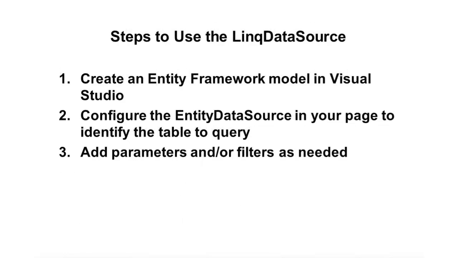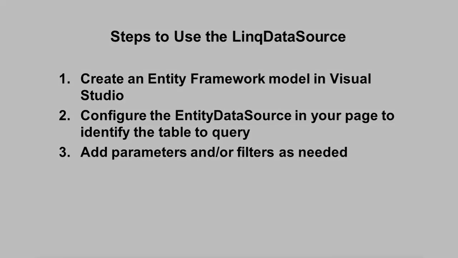Now, the basic steps you're going to need to go through to use this are shown here. So the first thing we're going to do is create an Entity Framework model in Visual Studio. From there, we're going to configure the Entity Data Source in our page to be able to query against a specific entity, a table really. And then from there you could work with parameters, filters, and that type of stuff and adjust this Entity Data Source to do what you need. So let's take a look at how we can use it.